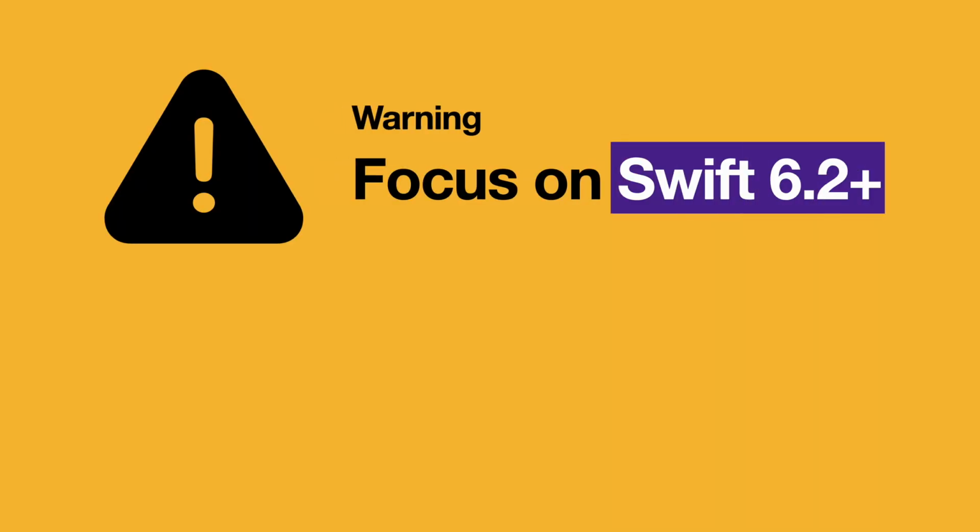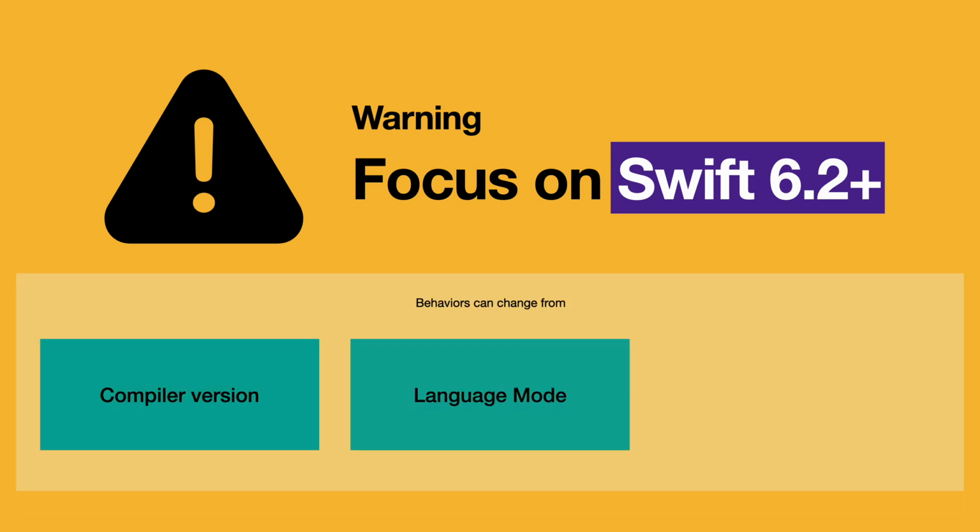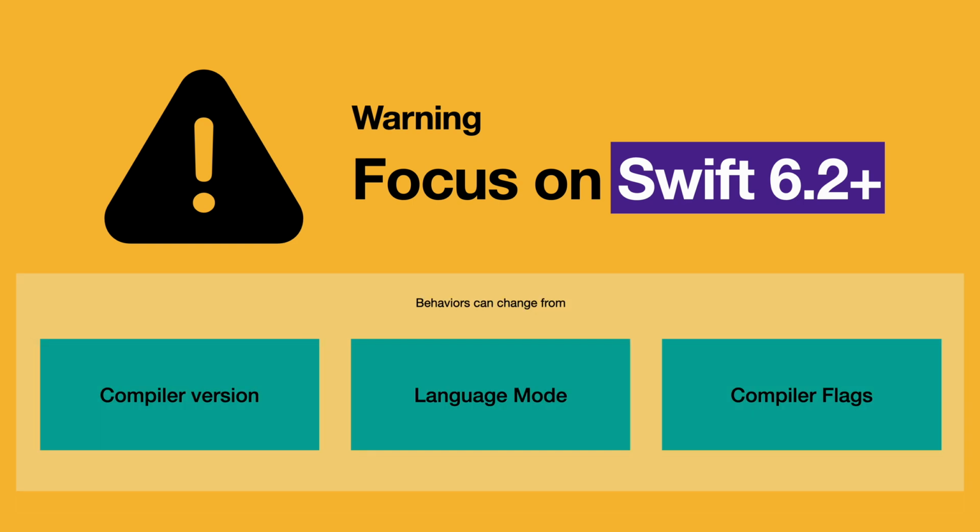Quick note. Everything I cover applies to Swift 6.2 and later, since concurrency features can behave differently depending on the compiler versions and language modes or compiler flags.